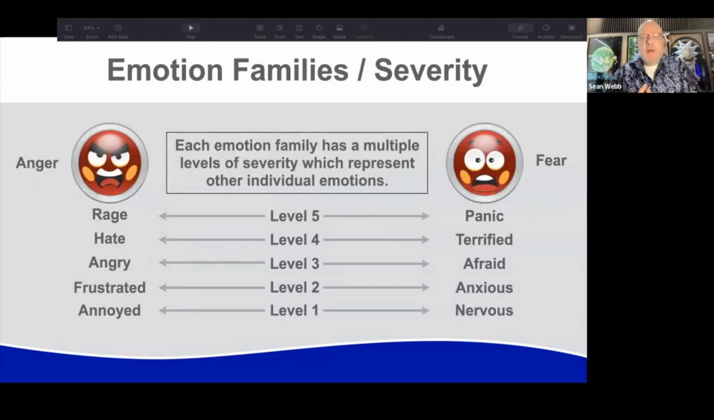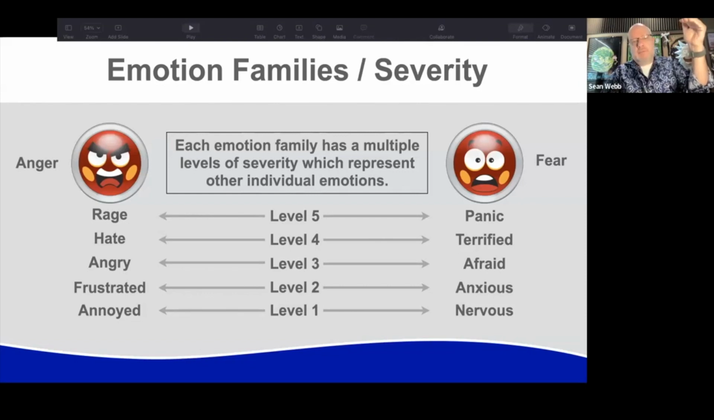So let's talk about the emotion severity for a second within each family. Each family of emotions, such as anger, has 4 or 5 different levels. Some of them have 10. There's subjective words now that we're starting to use to put on our emotions. So understand that this is where we get a little fuzzy, but you can get the concept of how this stuff works.